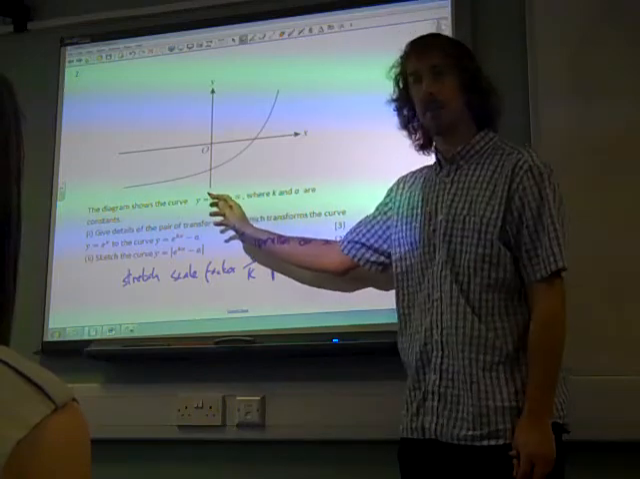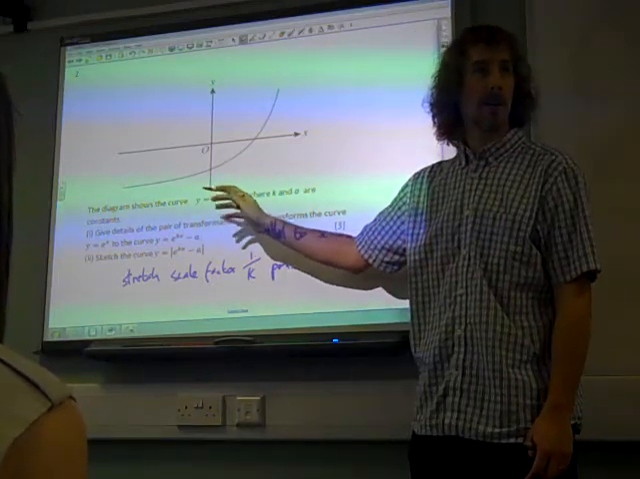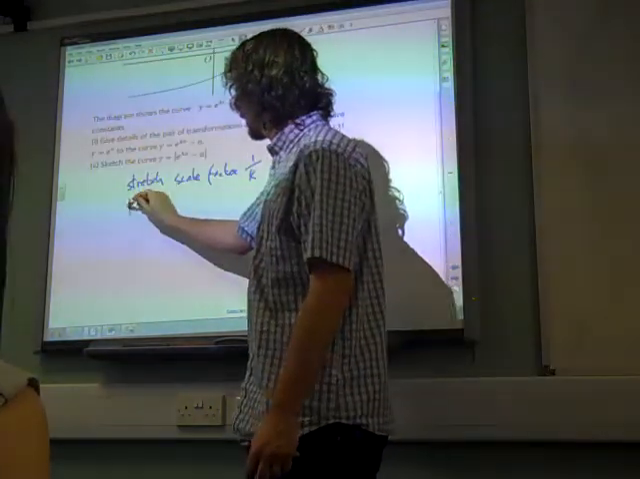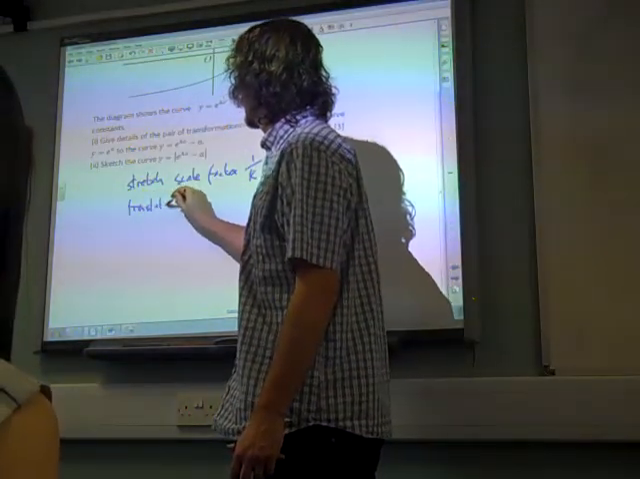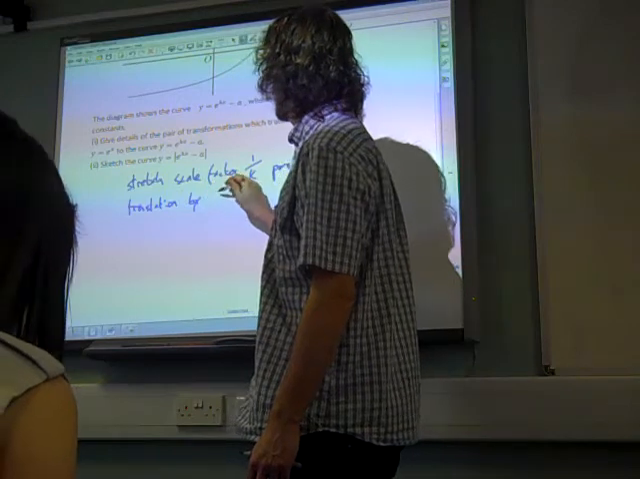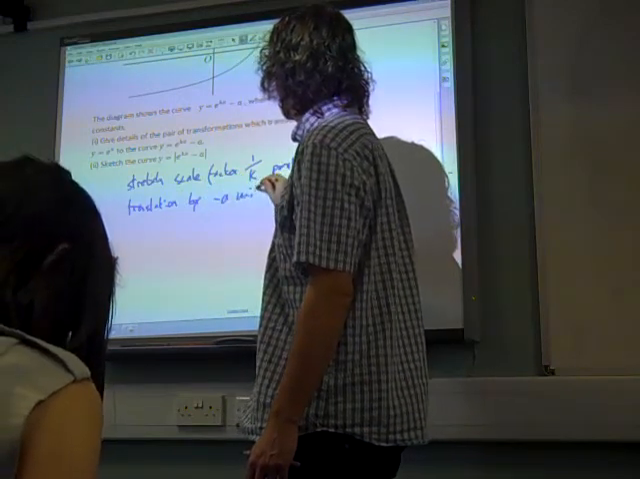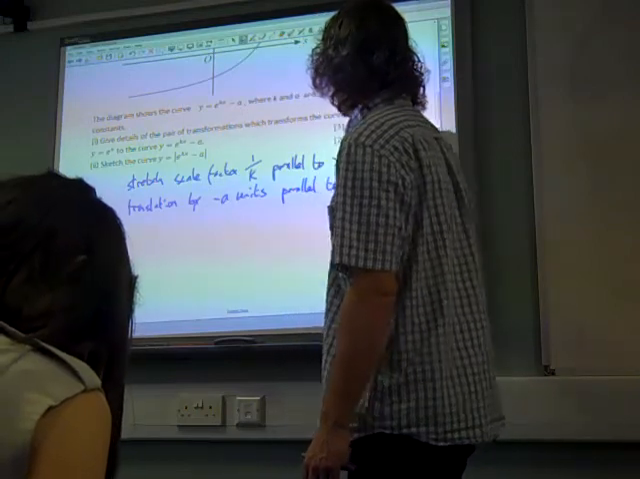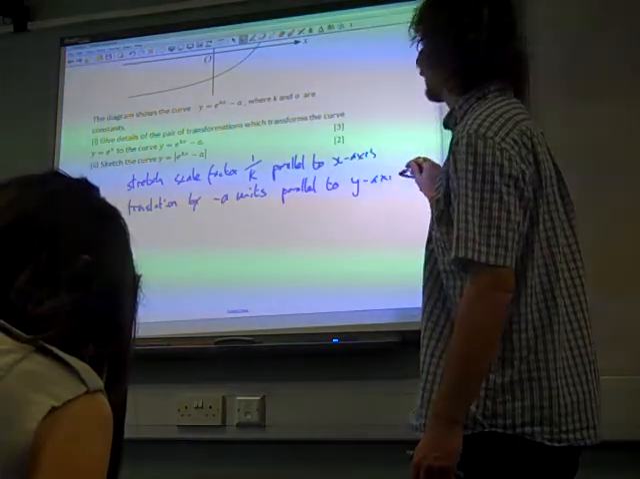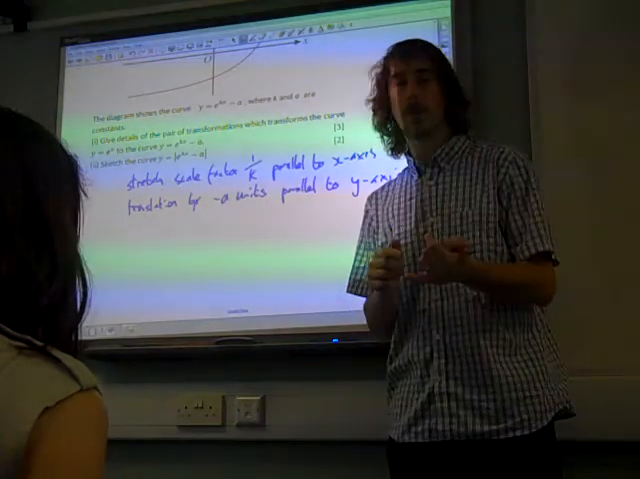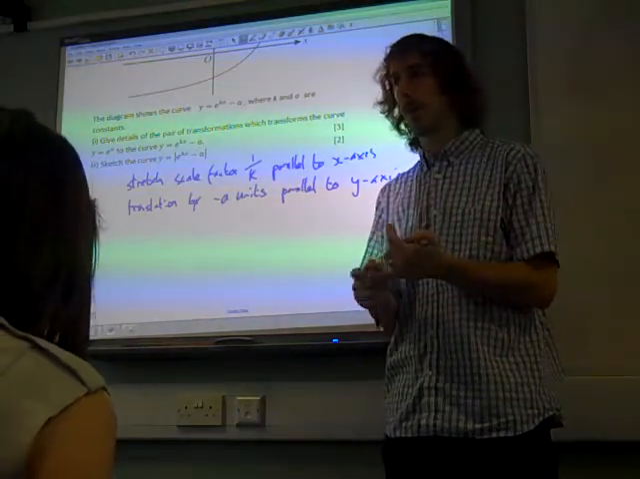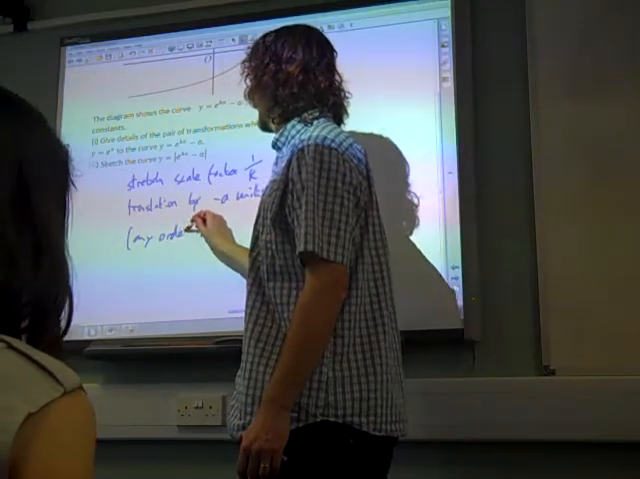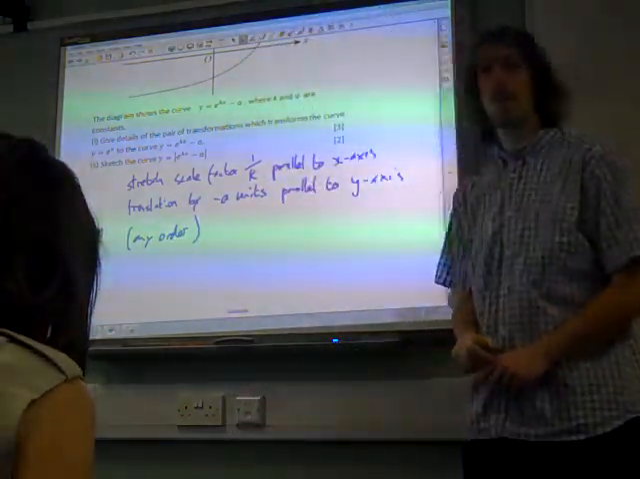And we've also got this one. The minus a would move the whole function down. So we've got to use the word translation there, by minus a units parallel to the y-axis. And either order, any order. In this case, the order doesn't matter.